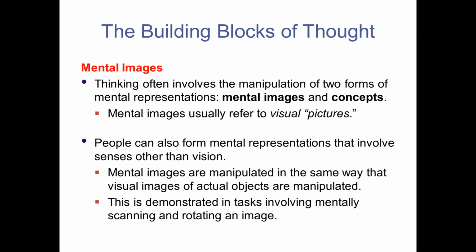Some of the basic building blocks of thought are mental images. You can see that in red font here. Thinking involves the manipulation of two forms of mental representations, as you can see here. The first of those is mental images, and the second is concepts. Mental images are basically pictures. We have to keep in mind we are talking not only about being able to see an image, but to imagine an image.